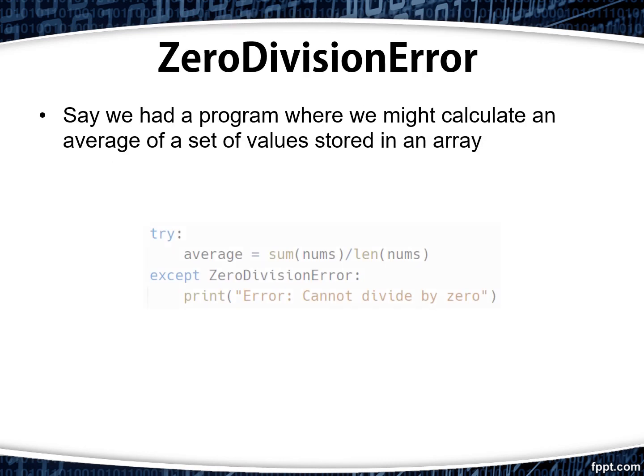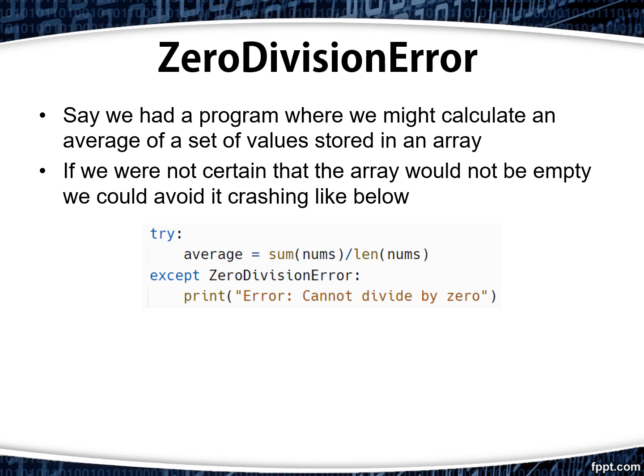So, if we had a program where we might calculate an average of a set of values stored in an array, if we couldn't be certain that the array would not be empty, we could avoid having it crash with a zero division error by trying something like below, where we put in the try block the attempt to divide the sum of the numbers in the array by the length of the array, and then have something else to occur if it turns out that there's zero.